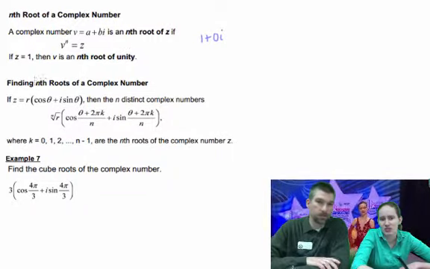Just in general, though, finding nth roots of a general complex number. If this is our complex number in trig form, we use this formula right here, which is a little bit on the complicated side. But we're going to assign almost all of those variables values, and once we substitute in those values, we'll be off and running, and then it cleans itself up quite nicely. Yes, actually, it does.